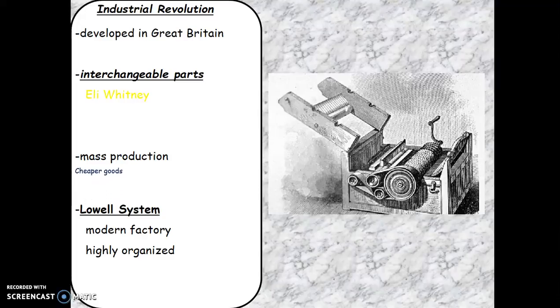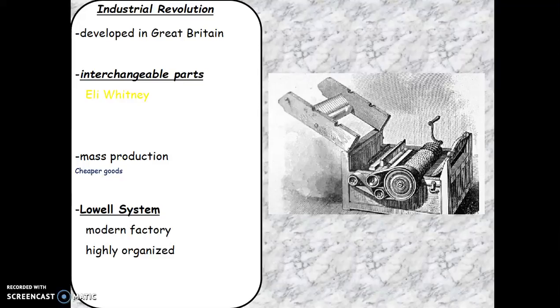This leads to the idea of mass production, where you build a bunch of the same thing, which usually causes the price of goods to drop. Think about motorcycles. If you go buy a Honda Goldwing versus a West Coast Chopper, the chopper is going to cost a lot more because it is not mass produced, whereas the Honda is mass produced.